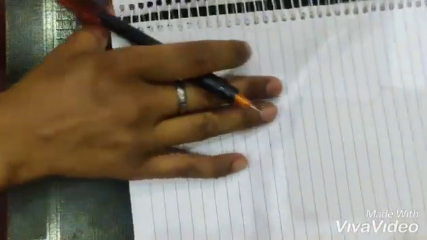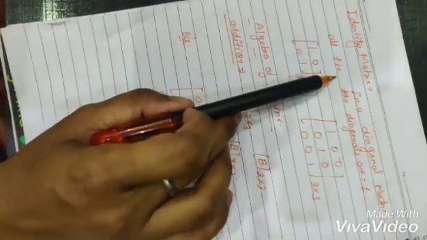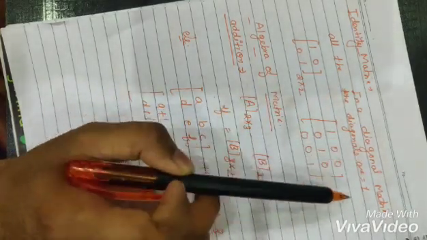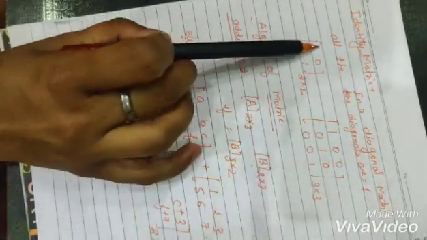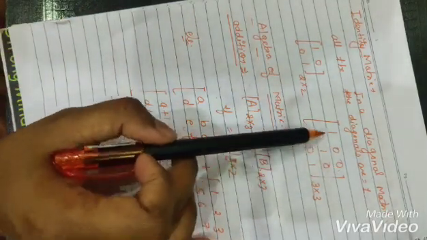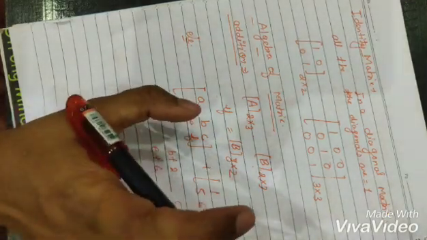Now identity matrices. In our diagonal matrices, when all the diagonals are 1, it is known as the identity matrix. 1 0 0 1 is a 2 cross 2 identity matrix. 1 0 0 0 1 0 0 0 1 is the 3 cross 3 identity matrix.